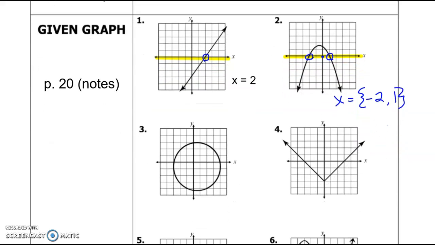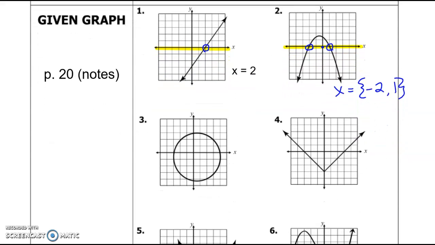All right, why don't you try 3 and 4? Pause your video, try to see what the zeros would be for 3 and 4. So for number 3, your zeros should be -3, since we went 1, 2, 3 to the left. Remember, that's going to be the negative. And +4, 1, 2, 3, 4 to the right. Okay, number 4, -3 and 3 for your zeros.